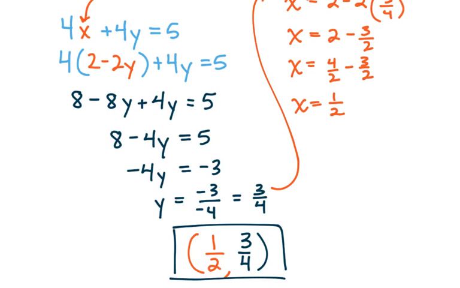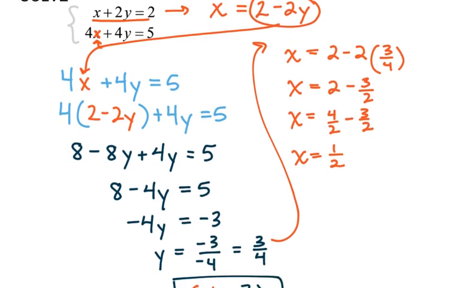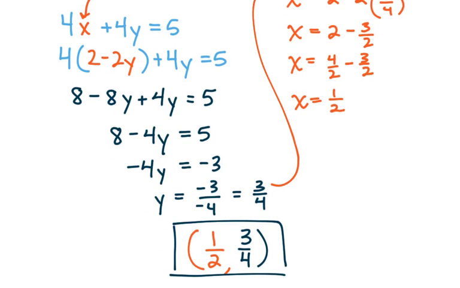So this is the solution to my system of linear equations. This is the ordered pair where both of these lines intersect. And of course, we can always come back up and check, plugging x and y into each of these equations. They will both give us a true statement. Right? So that's how we use the substitution method to solve a system of linear equations.